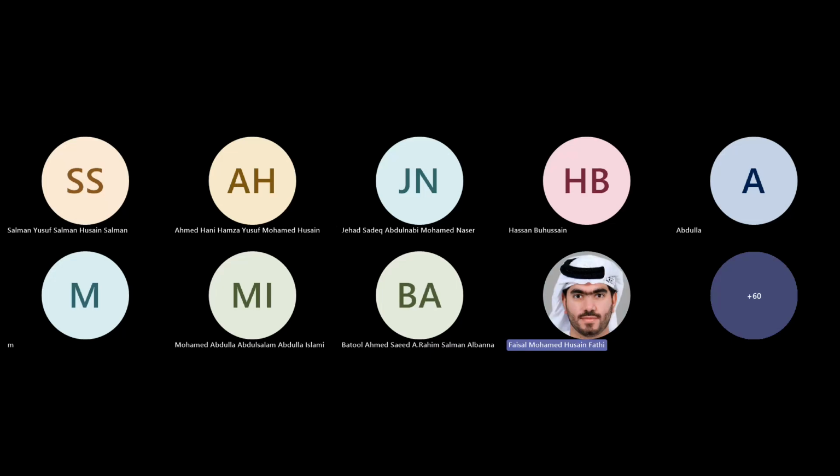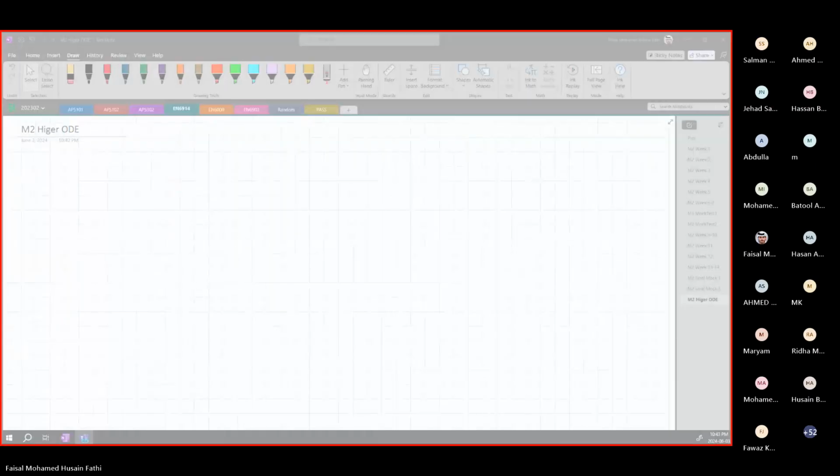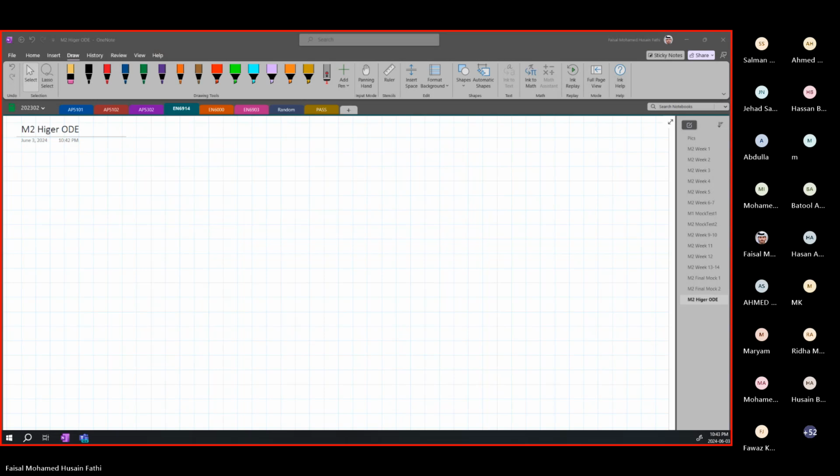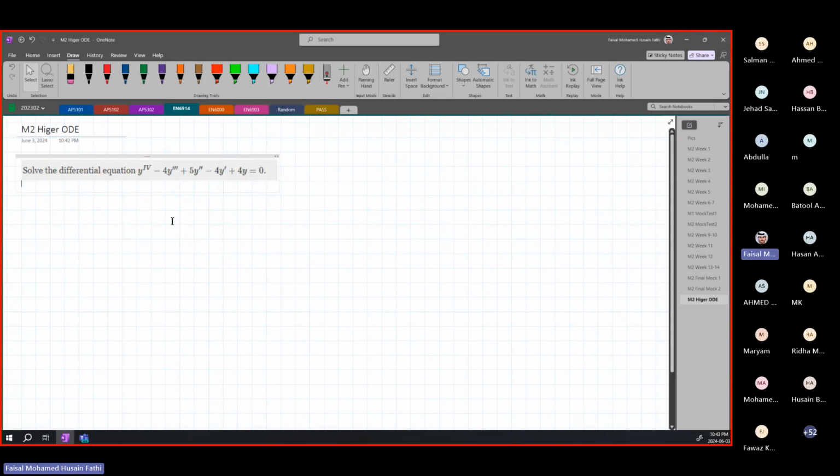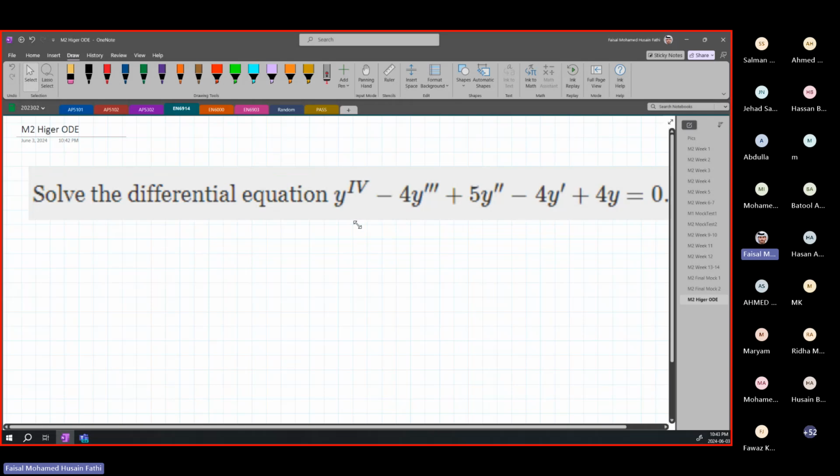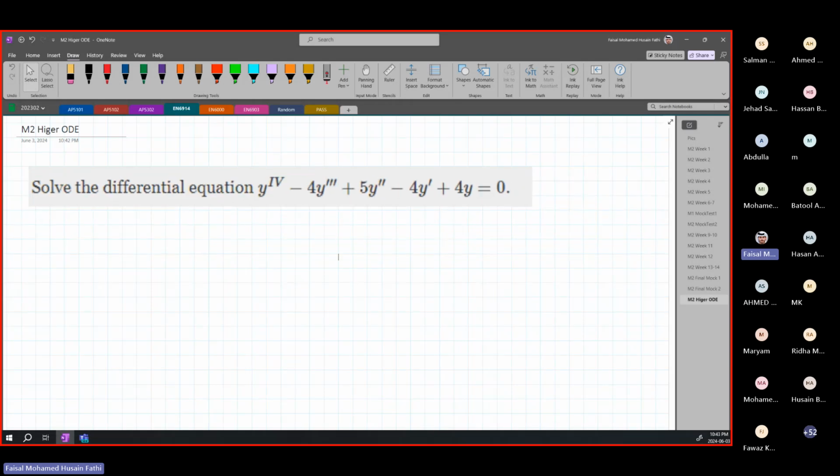So we're going to be solving some problems for higher order. The first one we're doing is this equation. This is a fourth order equation: y4, y3, y2, y1 plus 4y.